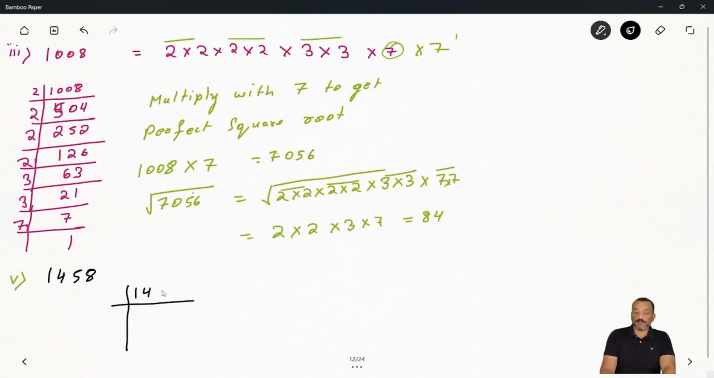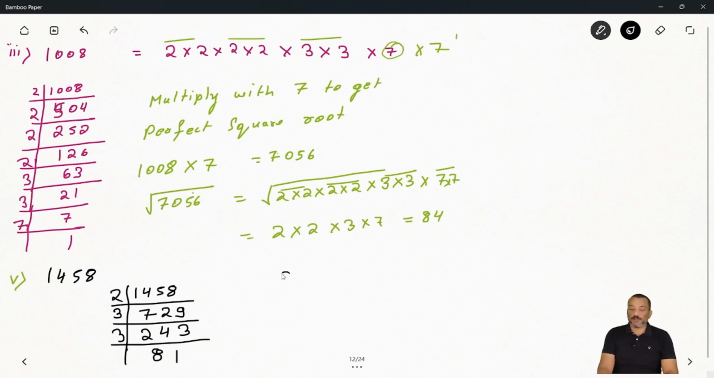So 1458. We can go with 2. So how much will you get divided by 2? 729. Now again you can see it is not divisible by 2, so we will check with another number. You can get 3. So you can divide by 3. So you will get 243. Again you can go with 3. So you will get how much? This one is 81. Now 81 is also divisible by 3. So you will get 27. Now 27 you can divide by 3. You will get 9. And 9 you can divide by 3. So you will get 3, and 3 divided by 3 is 1.